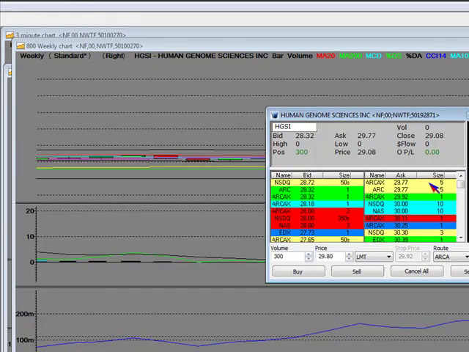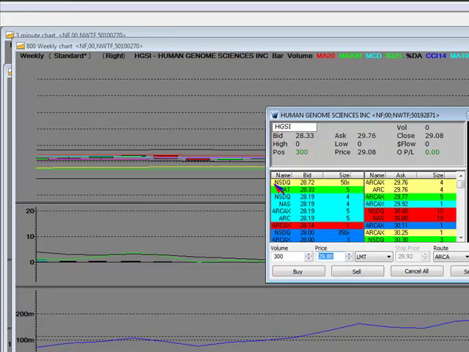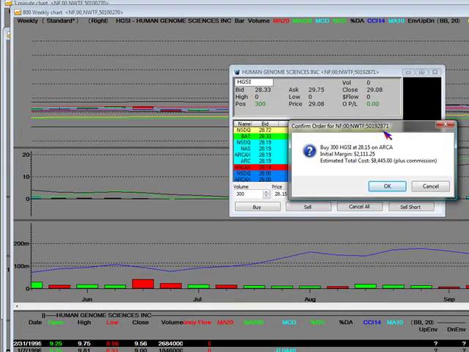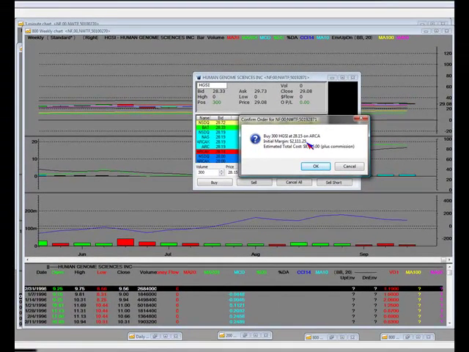I'm throwing off these guys because of the wide spread here. I'm a buyer below the market for the bounce. I'm a seller on the upper end. So let's get our purchases out on the low end. So I'm going to buy at 28.15, 300. And here's the buy button. 28.15. Hit OK.